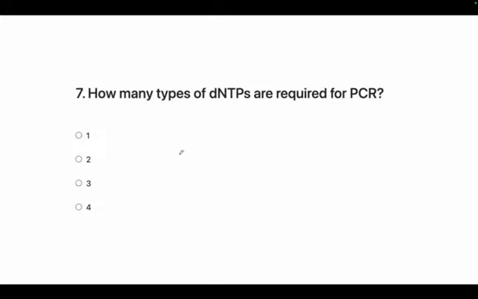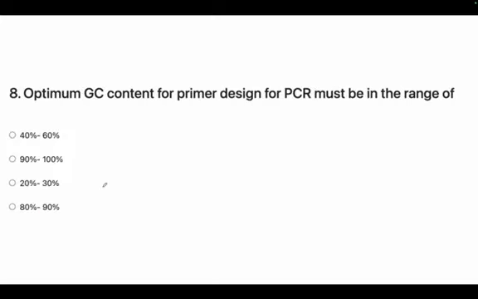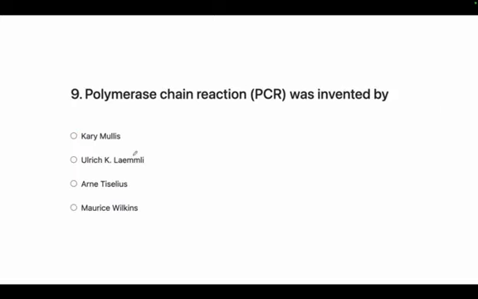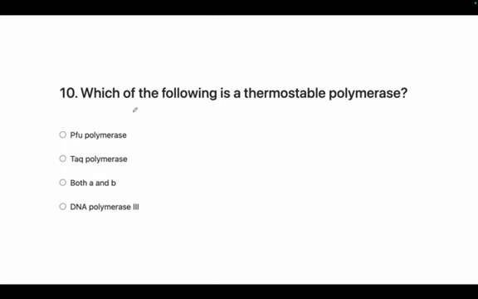How many types of dNTP are required for PCR? We discussed we need all 4. Optimum GC content for primers in PCR must be in the range of usually 40 to 60%. Polymerase chain reaction was invented by a guy called Kary Mullis. You can go and read more, Nobel Prize winning. Which of the following is a thermostable polymerase? Pfu and Taq are both thermostable. DNA pol 3 is not.